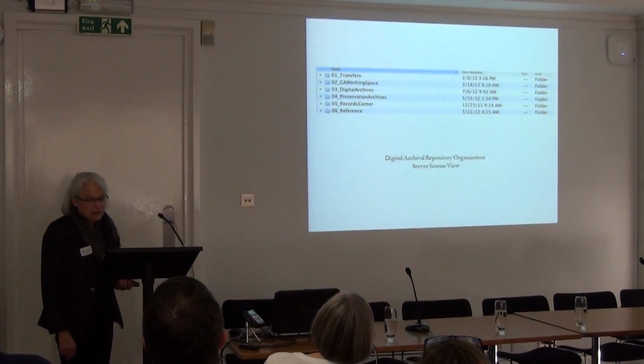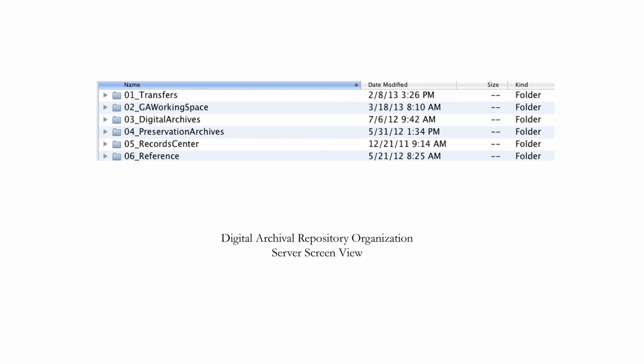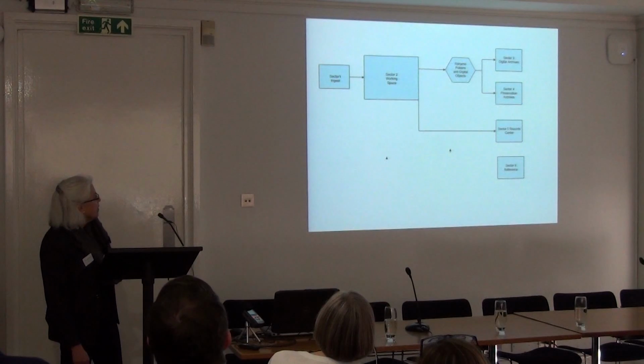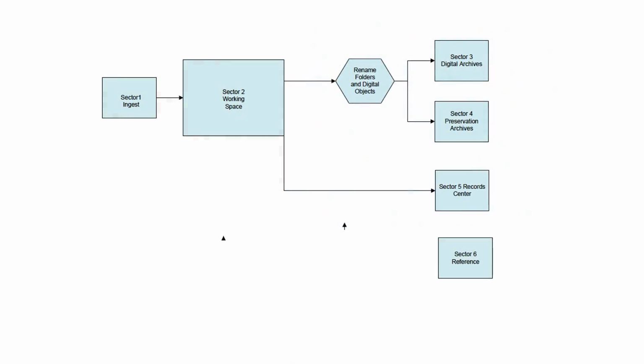So returning to the slide about the basic repository structure, it's really based on 6 server folders that manage the digital workflow and are the core of the preservation of the archival materials. Although each folder is hierarchically equivalent on the server, they have significantly different functions within the repository. Here you see the repository folders, which we actually call sectors, but they're in a workflow view.